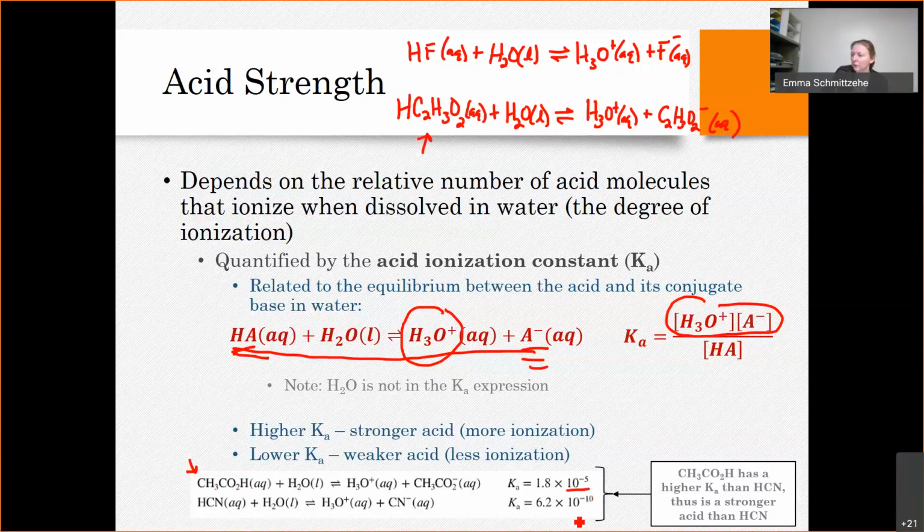times 10 to the negative fifth. The second is times 10 to the negative 10th. And a value times 10 to the negative fifth is actually larger. So since this is a larger value, it is a stronger acid, okay? Whereas the smaller Ka means it's a weaker acid. So you can look at the magnitude of those Ka values and it can tell you a ranking of what's a stronger and weaker acid, okay?